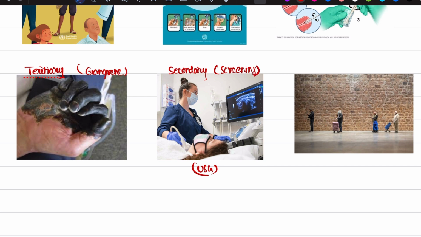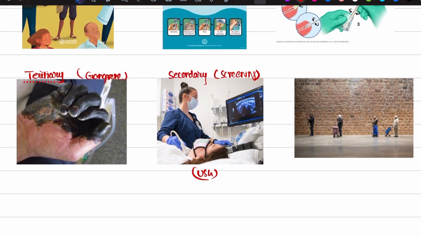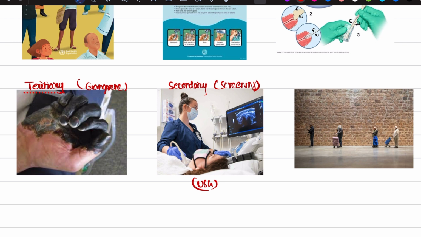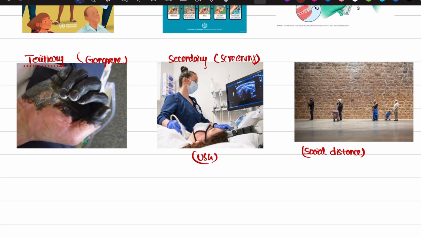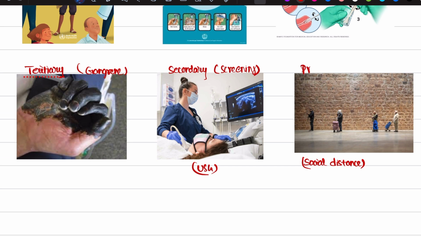And next, the last image is here, persons are standing at some distance. So this is social distancing. Social distancing is followed by everyone during the COVID times. What level of prevention does it come under? The government asked us to stay a particular 6 feet distance from each person. So it was given by the government, so it comes under primary health promotion.